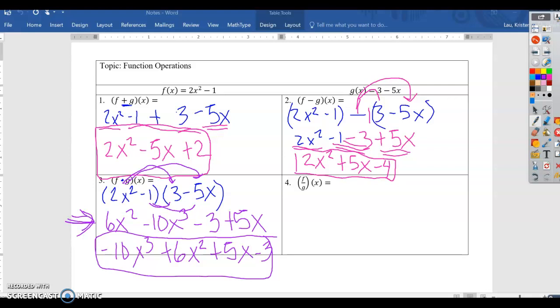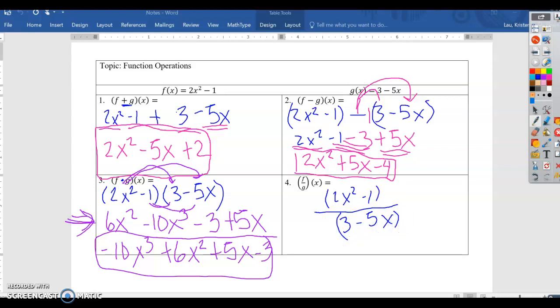I probably will not take off any points for that. Okay, so in the next example, we have f divided by g. We are dividing. So let's go ahead and divide them. So we have 2x squared minus 1 divided by 3 minus 5x.